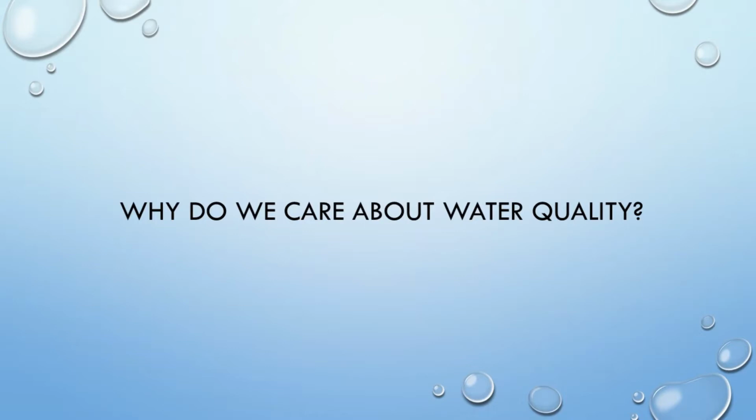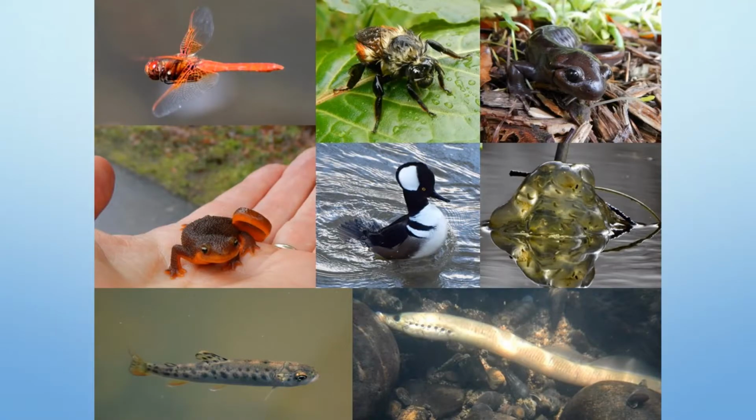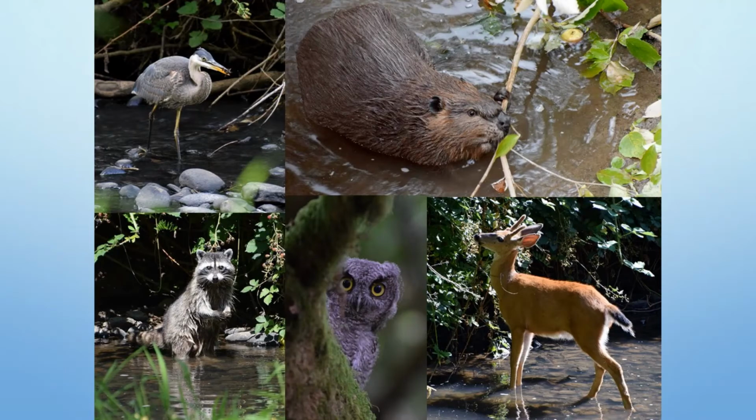Here are some amazing wildlife that lives along Johnson Creek. There are otters, frogs, salamanders, ducks, dragonflies, bumblebees, newts, amphibian egg masses, which is pictured in the middle right there, salmon, lamprey, which is a prehistoric fish on the bottom right, blue herons, beavers, raccoons, owls, deer, and so much more.